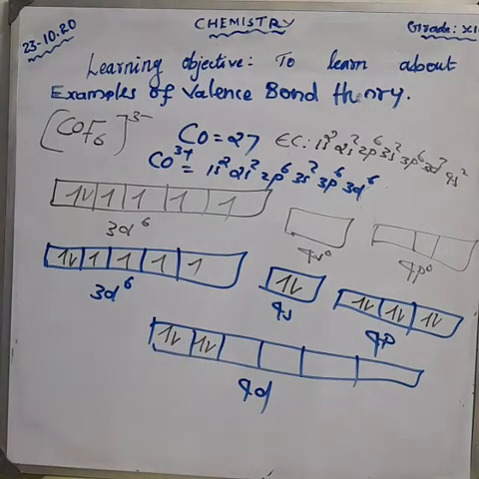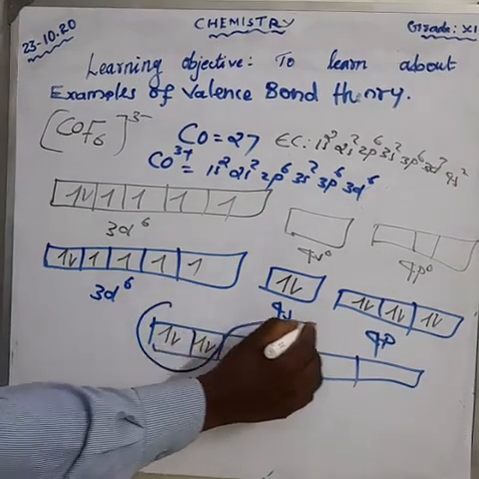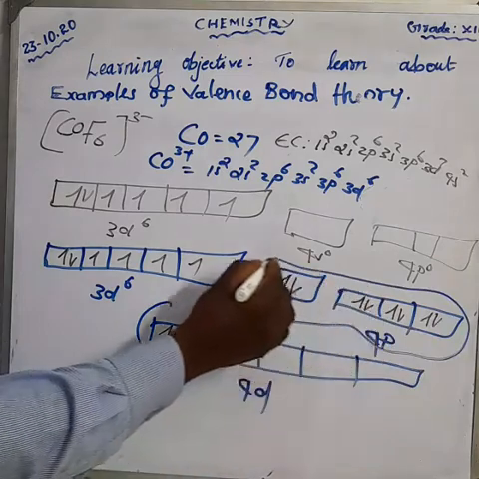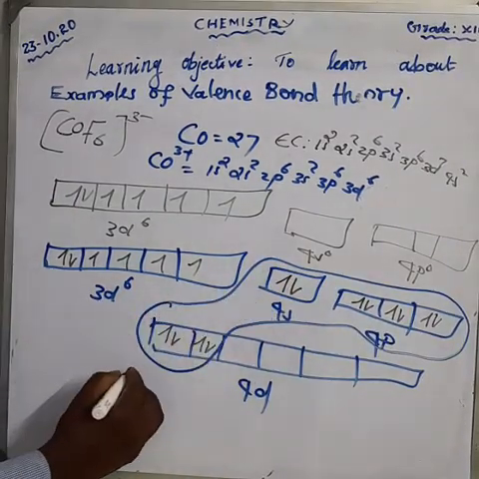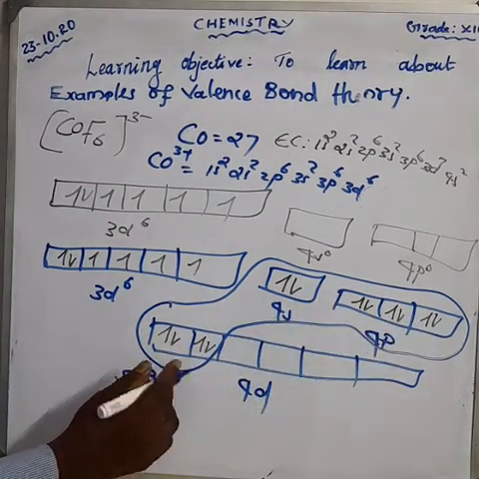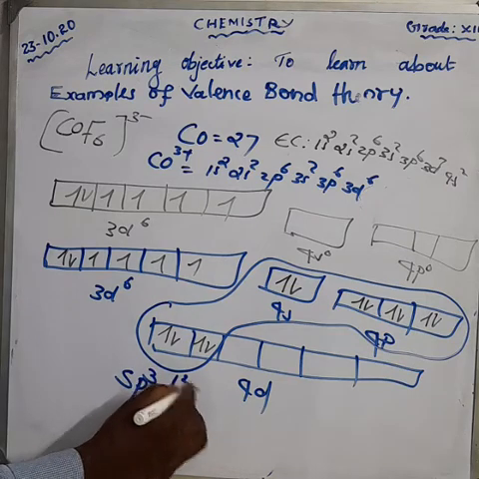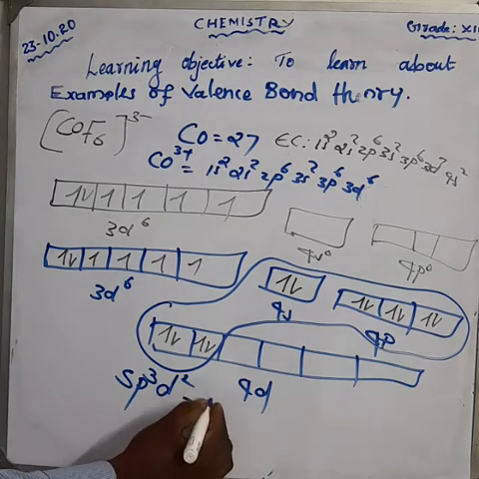So what is the configuration? One s orbital, 3 p orbitals, and 2 d orbitals: sp3d2 hybridization. What is the geometry? All of you know that one. The geometry is octahedral.